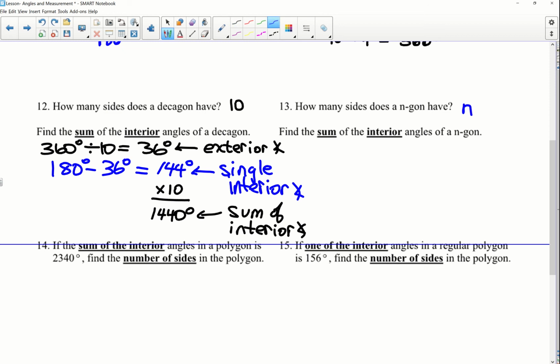So when I want to find the sum of the interior angles of an n-gon, I'm going to follow this exact same process, except everywhere I have a 10, I'm going to swap it out for an n. So we're going to get an answer that has an n in it. So there's a little bit of algebra. A little bit. Try to stay away from that as much as possible.